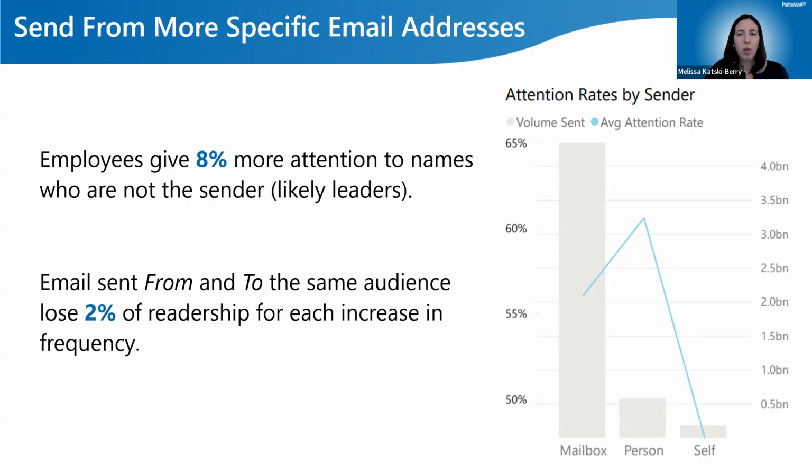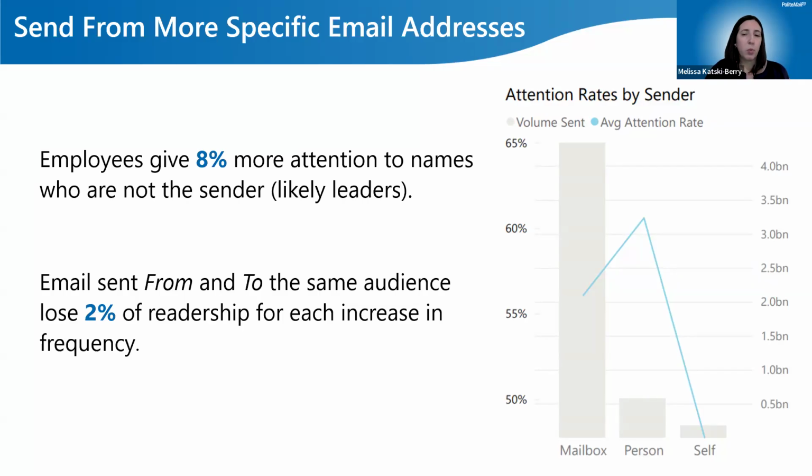And we also broke out the analysis by frequency and found that with the same to/from combinations, sending more than once per week is the most common, but we saw better performance on less frequent emails. So you lose about 2% of readership every time you increase your frequency. So anytime you can send from a person, the data shows you'll get a better result. And the key, if you are using generic from addresses, is to have multiple.